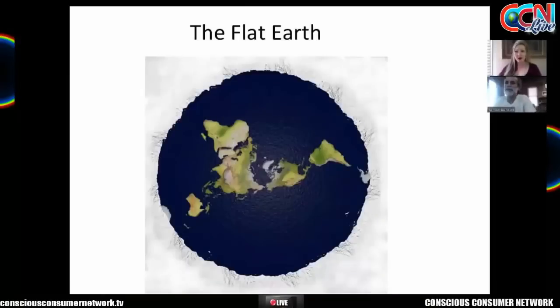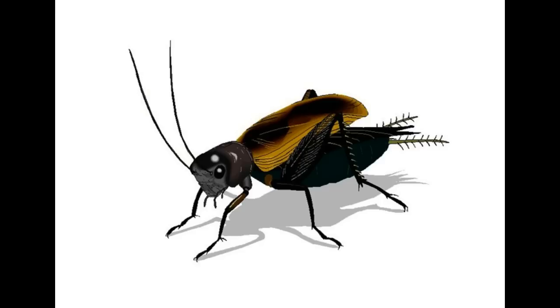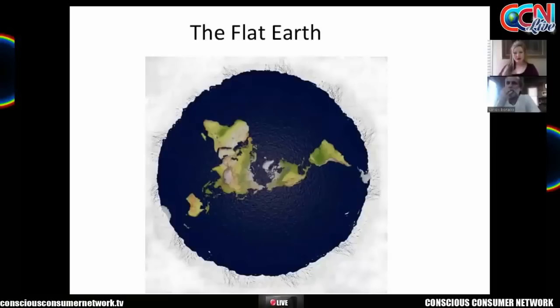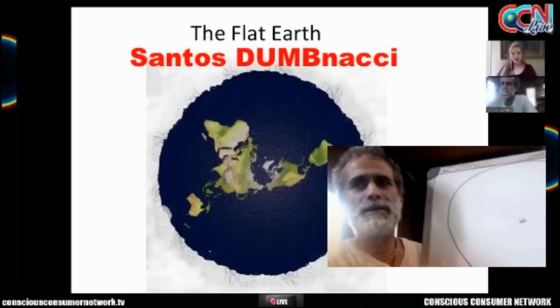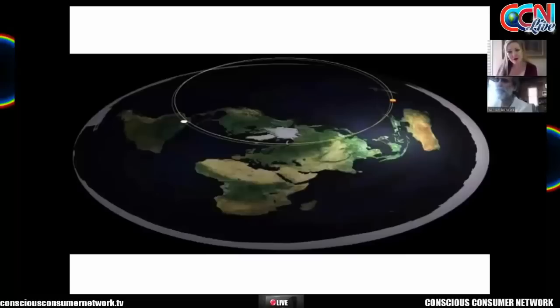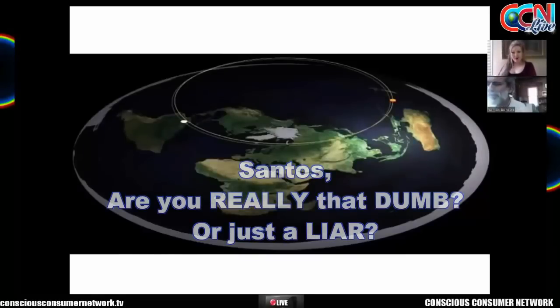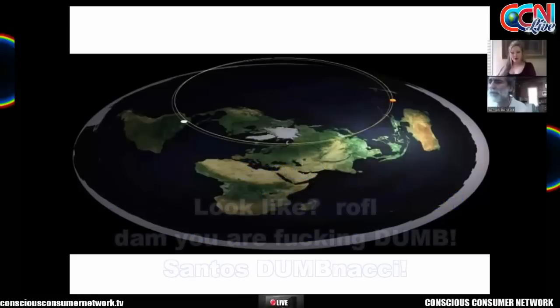Okay, here we go. So this is what the flat Earth projection looks like. This is the sun and the moon in their circles above the Earth. It appears at this point they are somewhere in the middle. This looks like they are somewhere in the equator region.